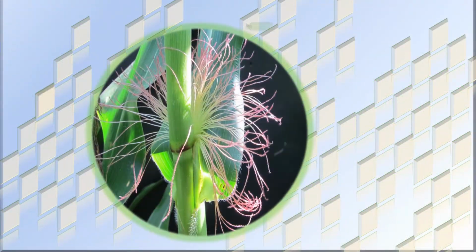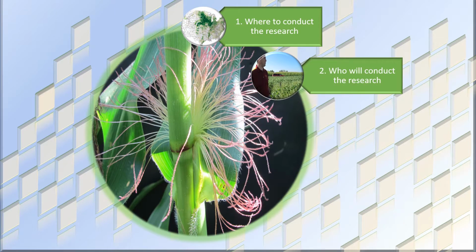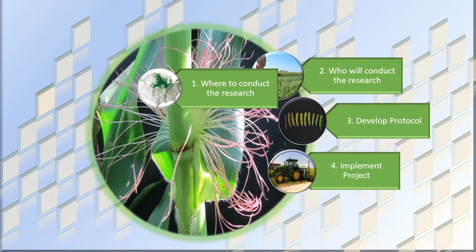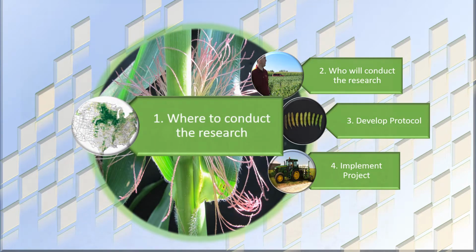Conducting research requires much deliberation. The first step is to discuss where to conduct the research and who should conduct the research. Once the location and researchers have been identified, a protocol for the research is developed and the project is implemented. Deciding the location for research projects depends on several factors.